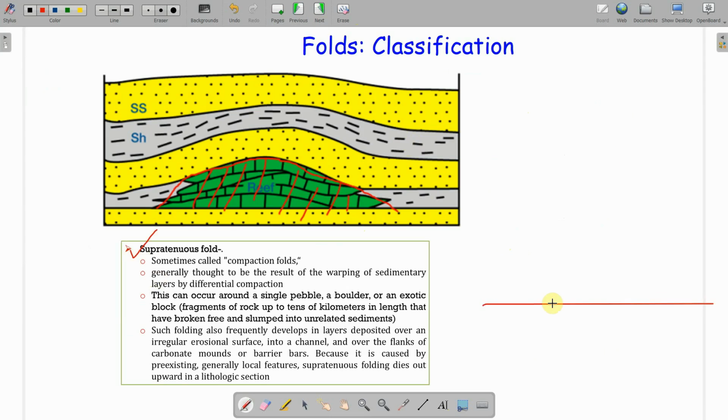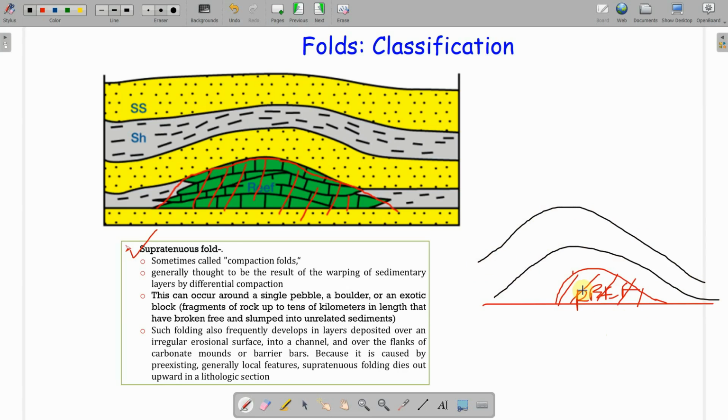Suppose there is a mound like structure on the earth surface. This is the mound like structure, or this is called a reef. Now sediment depositions are happening. So how will the sediment be deposited? Like this way, then another layer will be there. So due to the presence of this reef structure, you are having the folded structure.